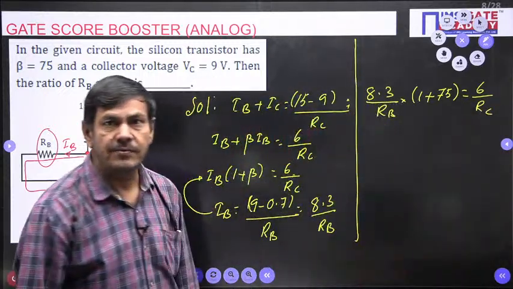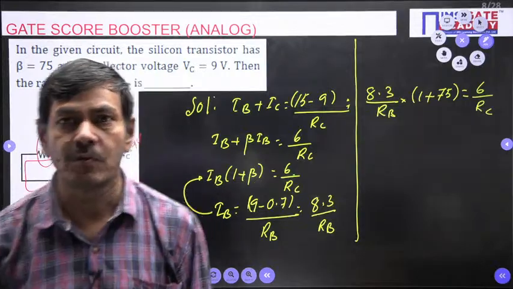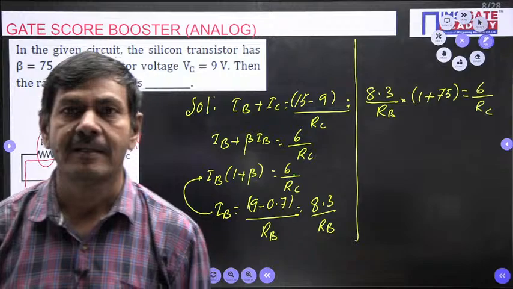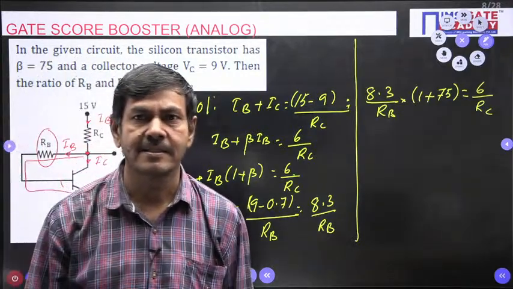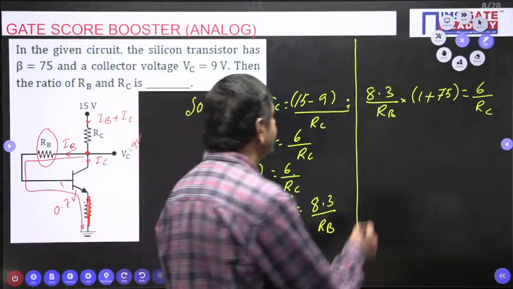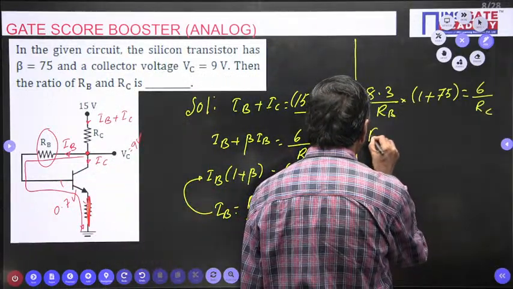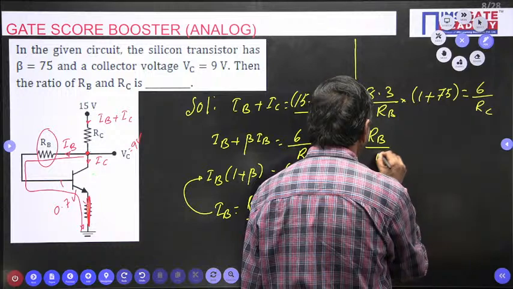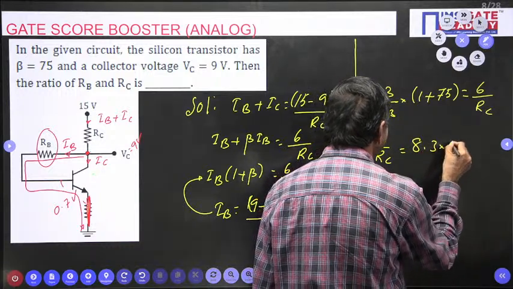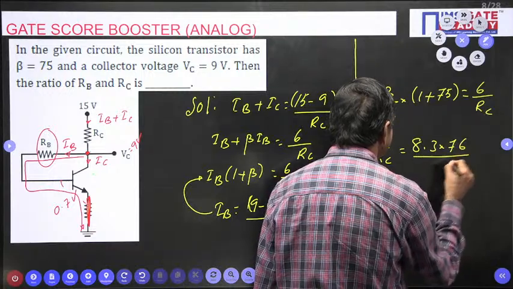What is asked to find? Something is given, 122.86. Just to check once again. If it is correct, very good. I can check now. RB by RC is required. That is nothing but 8.3 into 76 divided by 6.